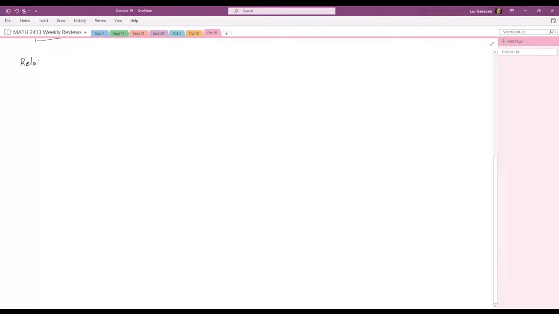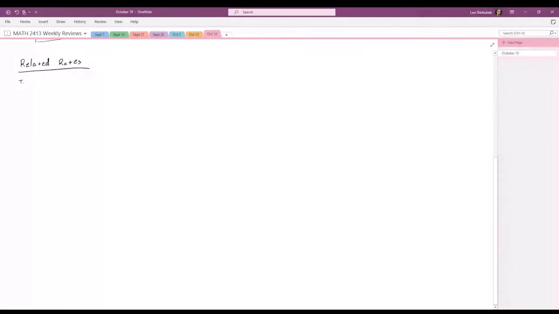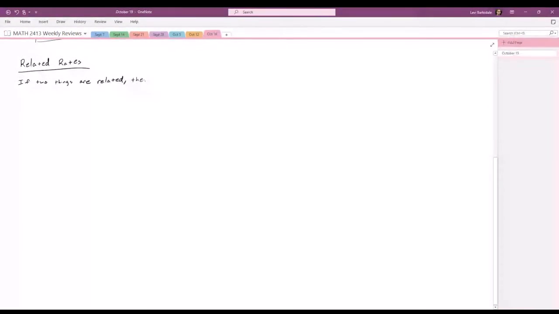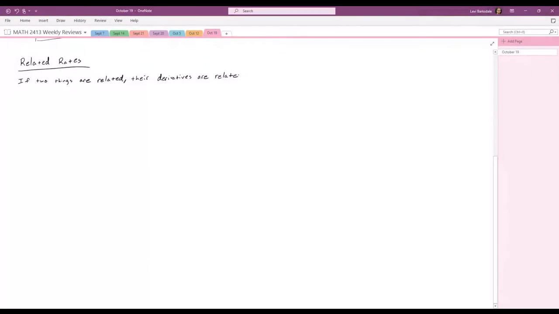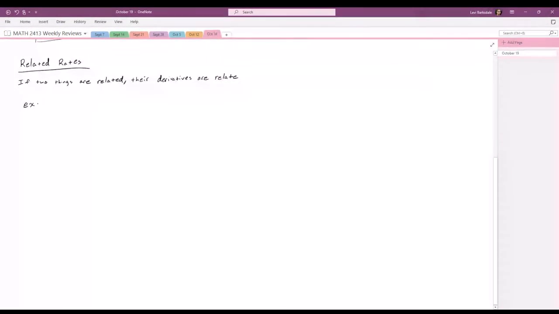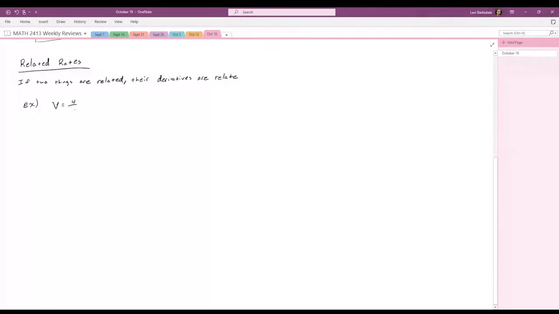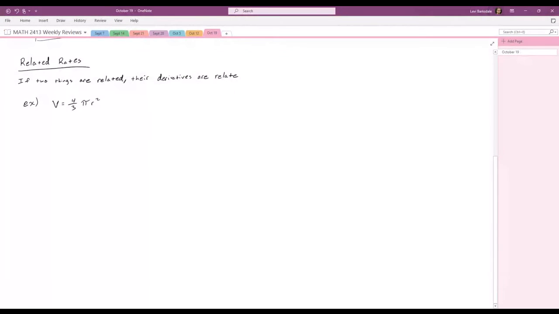So the whole idea behind related rates is that if two things are related, well, then their derivatives should be related as well. So let's just go ahead and start out with an example problem. Just a really simple example. Let's say that we have the volume of a sphere. Well, the volume of a sphere is 4/3 times pi r squared.